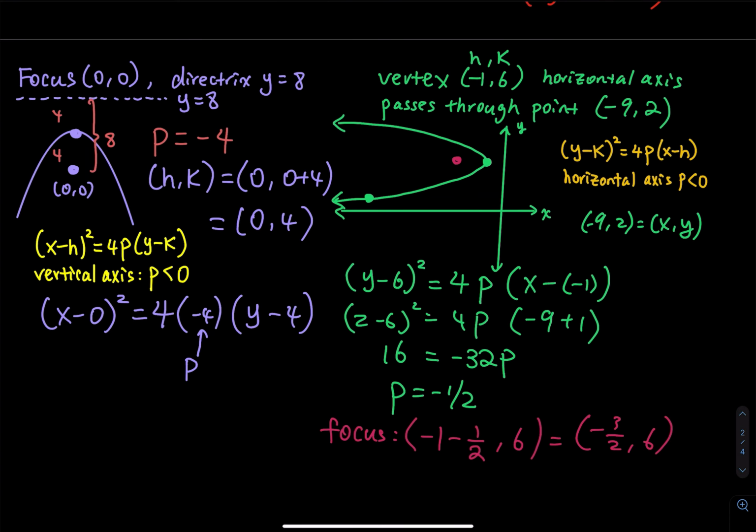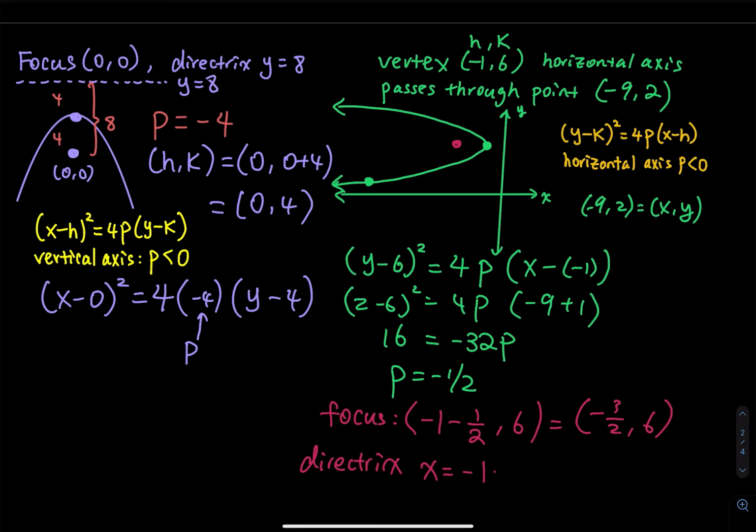And then how about the directrix? You have to go to the right, standing at the vertex, the -1, go half unit to the right. This is where the vertex is, and then you have to go half unit to the right, which equals -1/2. And here is the directrix: x equals -1/2, and this is (-3/2, 6).